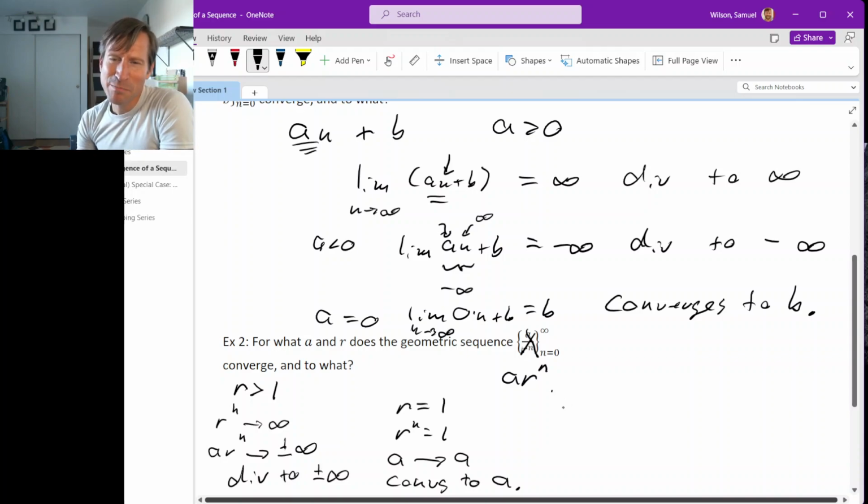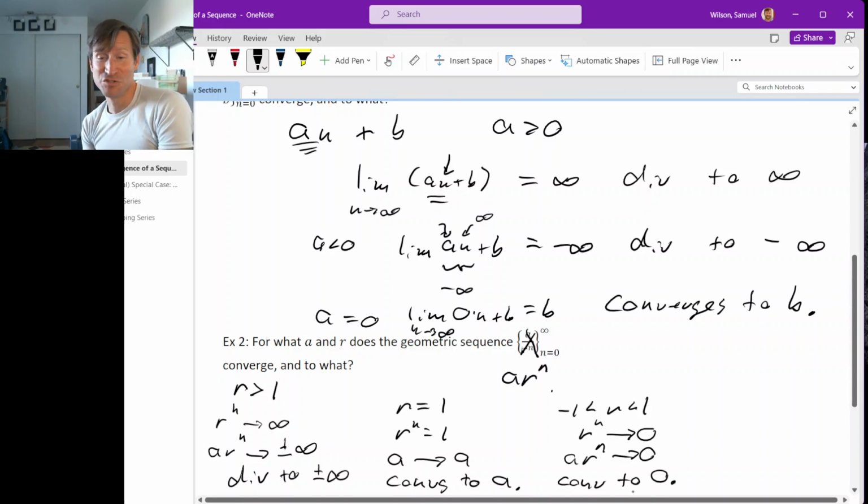Okay, now let's look at what happens if r is small. And when we're talking about raising something to larger and larger powers, small means between -1 and 1, because then if we raise r to very large powers, as long as r is between -1 and 1, when you raise it to a large power, it's going to go to 0. And if r to the n is going to 0, then a times r to the n is going to 0. And so this converges to 0.